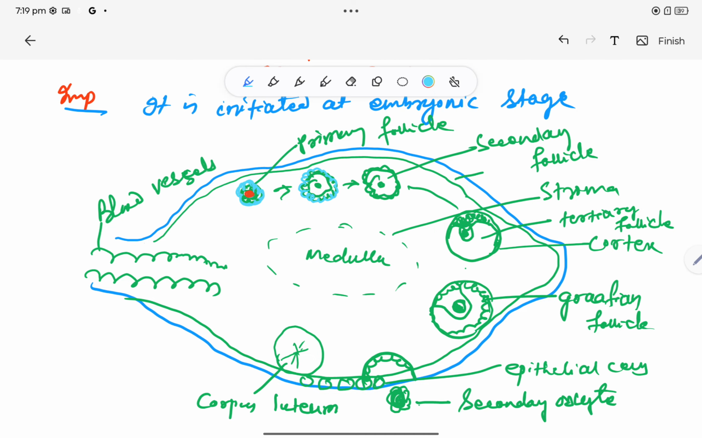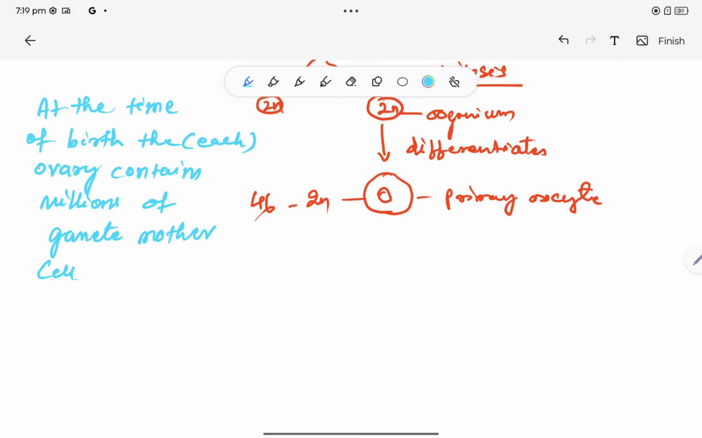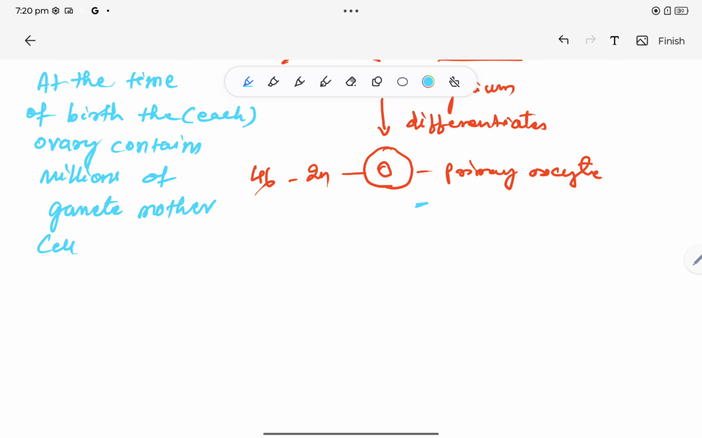Now in the primary follicle, meiosis starts in the primary oocytes when it is inside the womb of the mother. So here what happens, in the primary oocyte, meiosis is started but arrested at prophase 1.